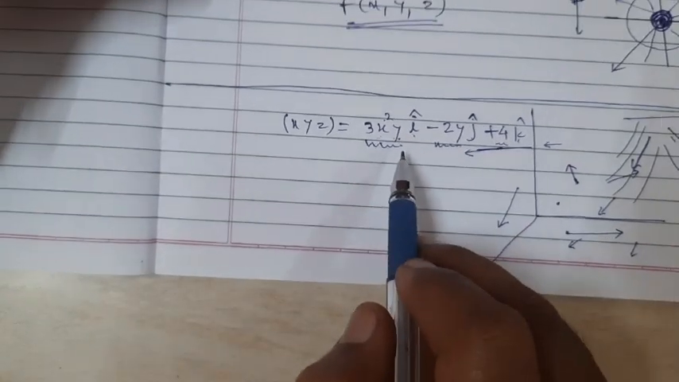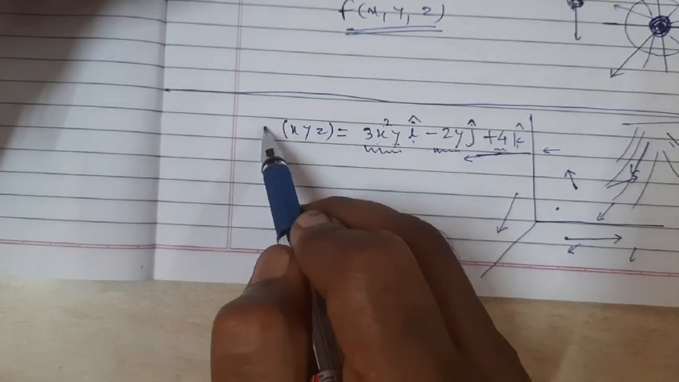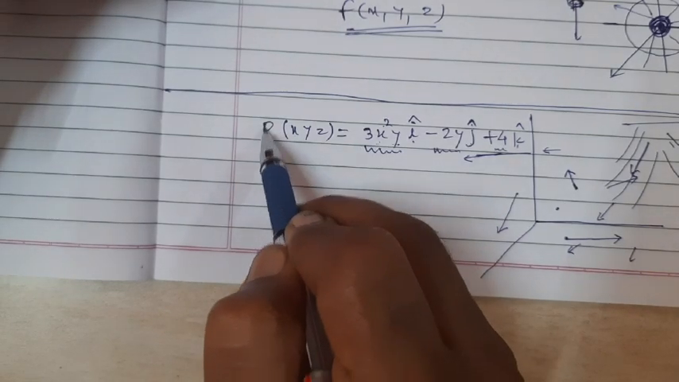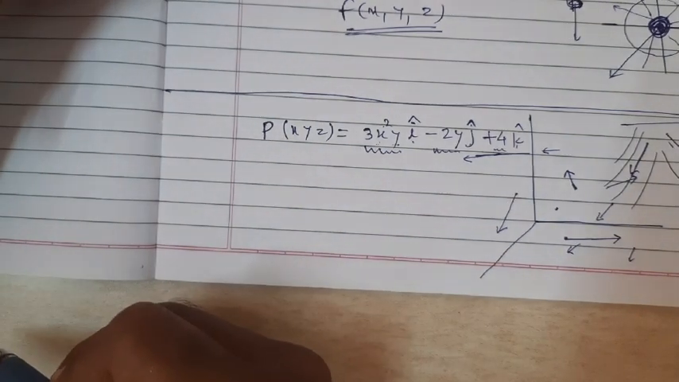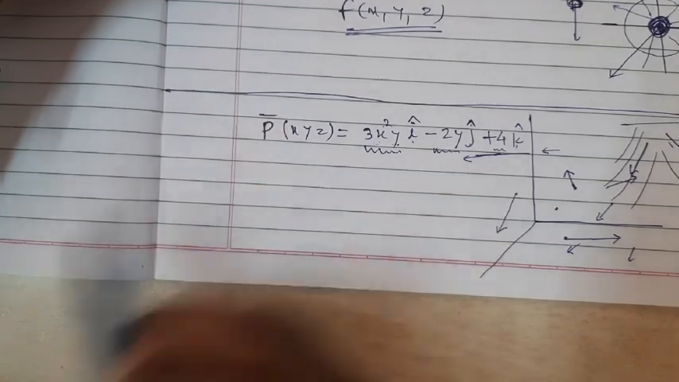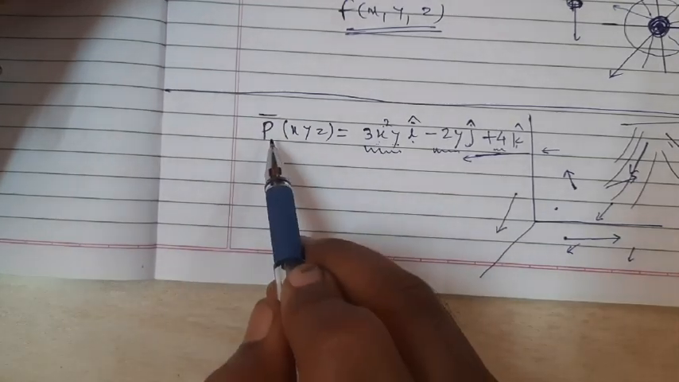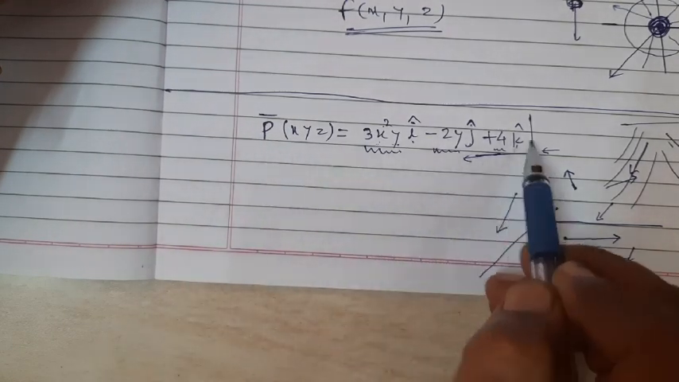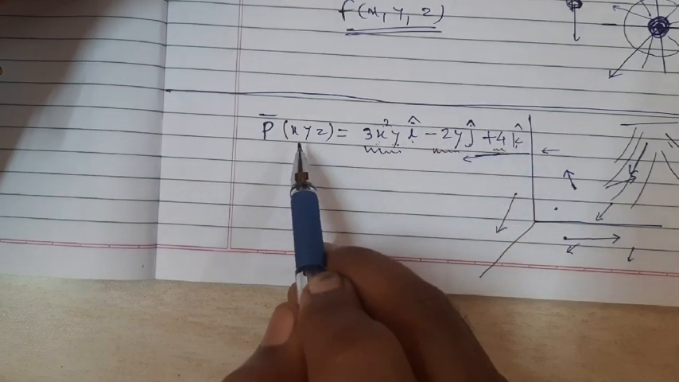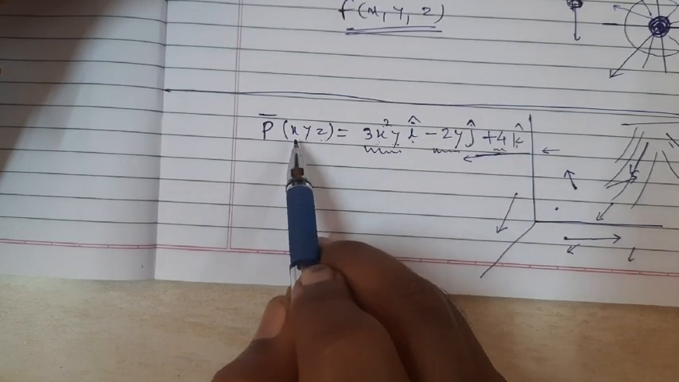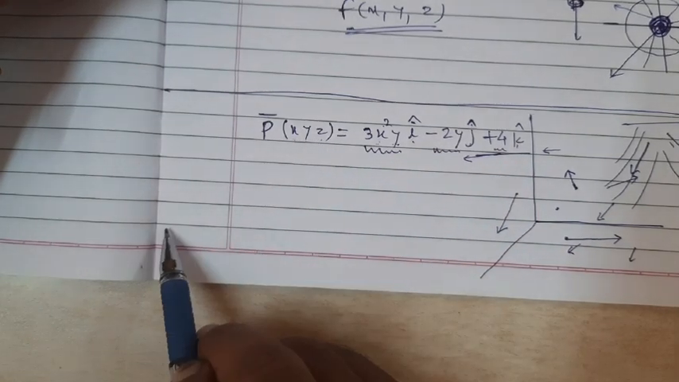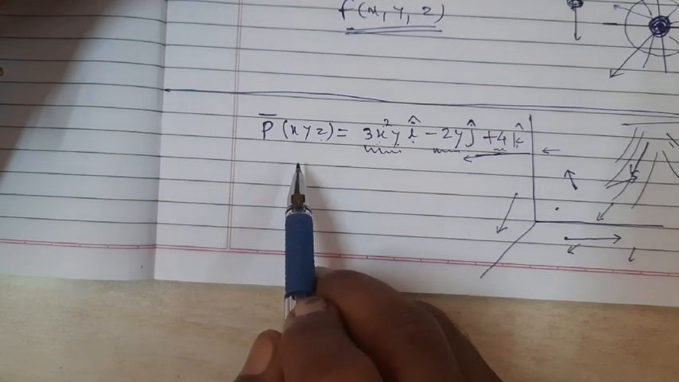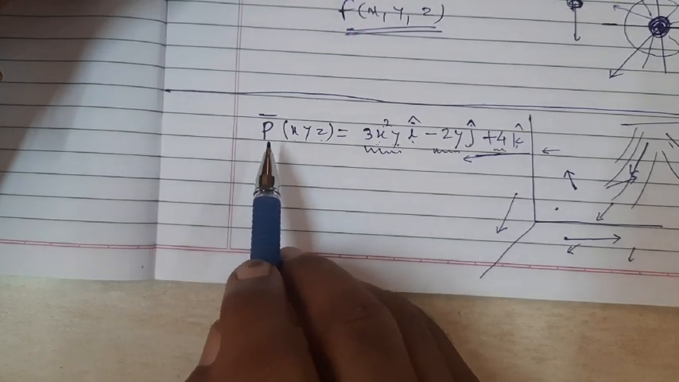And the convention is that this is to be represented by a capital letter, say for example capital P, capital A, and obviously a bar on it. The reason is that this is a vector quantity. It depends on position, that is coordinates, Cartesian coordinates, and hence it is known as a vector function.